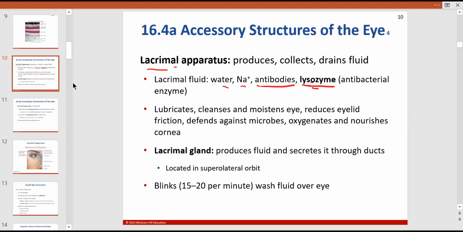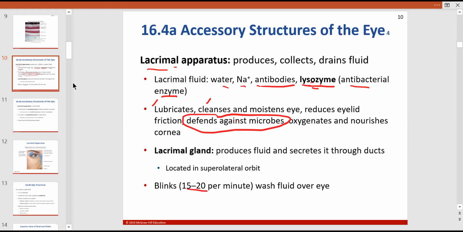So you have an antibacterial part of the eye, and the enzyme is called lysozyme. And of course, lubrication, cleansing, all of these functions of the lacrimal fluid. It moistens and reduces friction, but it's really cool that it defends against microbes, and that's really the reason that we have tears. And again, 15 to 20 blinks per minute.